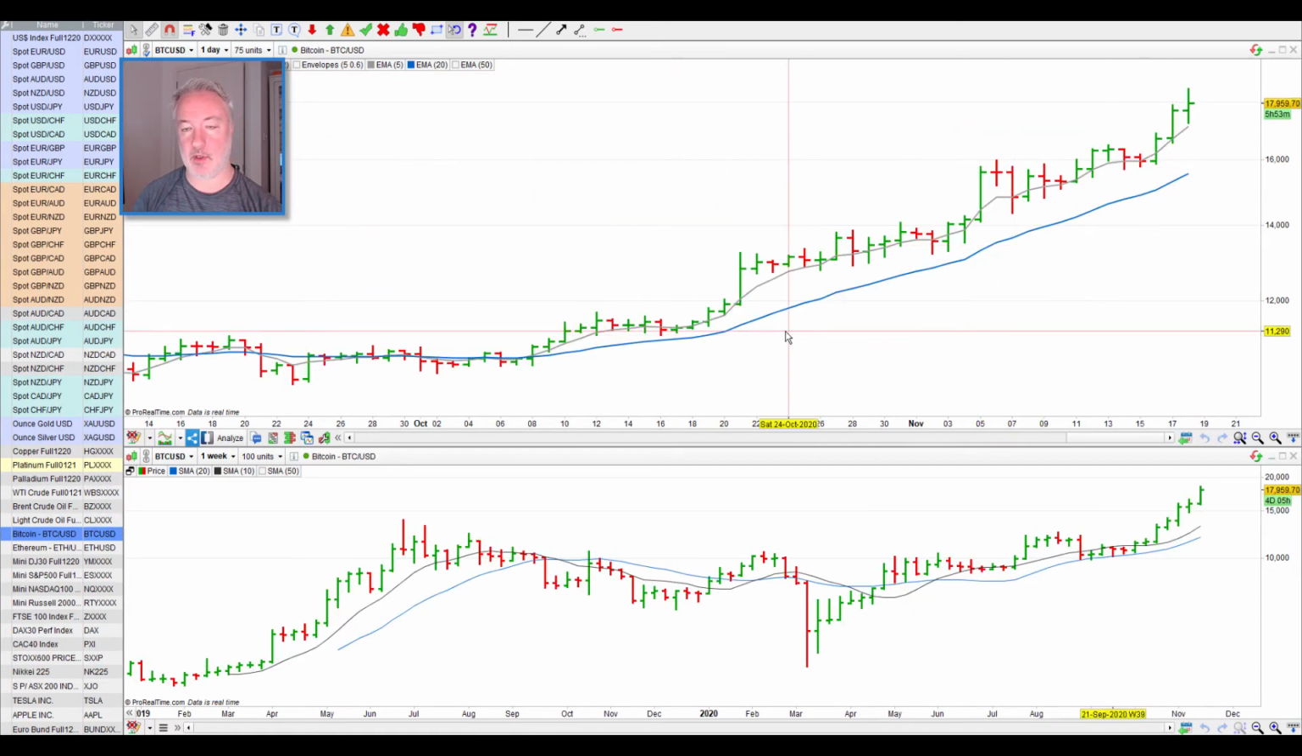Bitcoin. So let's talk about Bitcoin. The fact that it hasn't gone completely overextended from the moving averages on the daily means to me that this is actually sustainable.